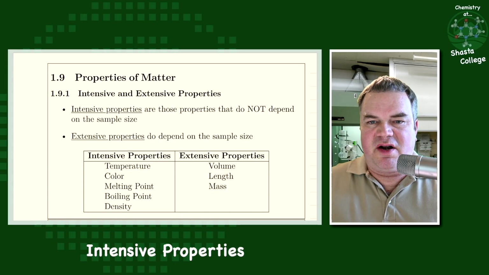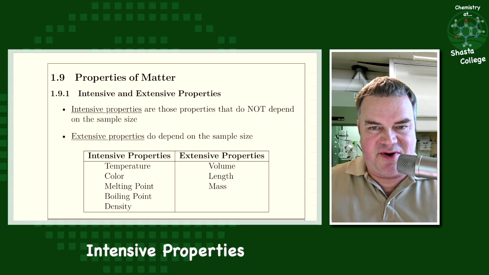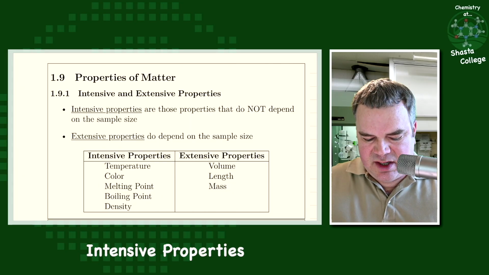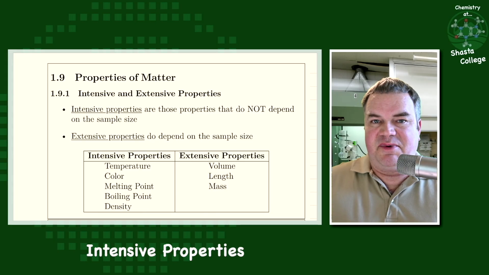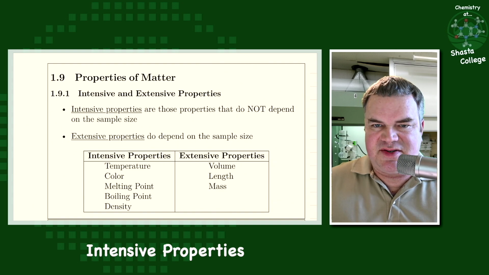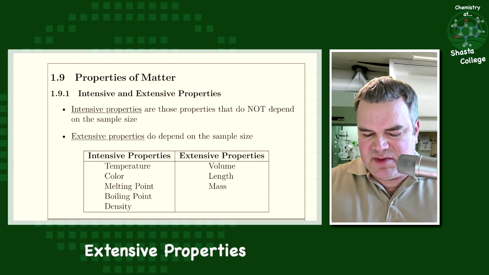Melting point. So water melts at 0 degrees Celsius, whether that's 1 gram of water or 10 grams of water, doesn't make any difference. Same goes for boiling point. Density, same thing. Density relates the mass of an object to its volume, but 10 grams of water has the same density as 20 grams of water. It doesn't matter. Extensive properties do depend on the sample size.